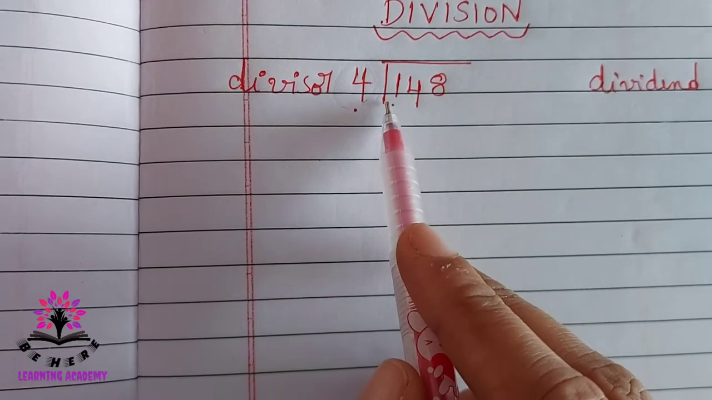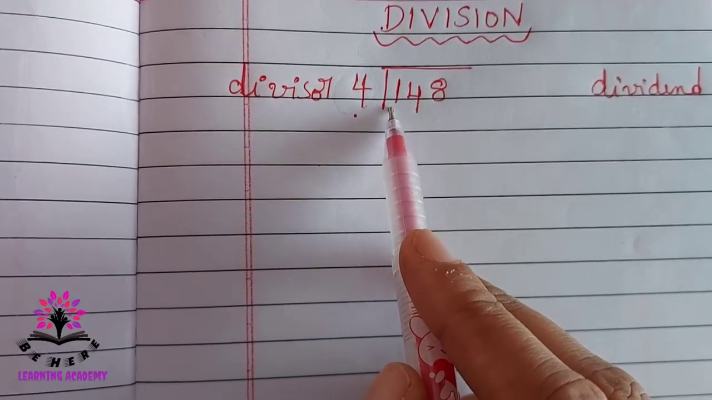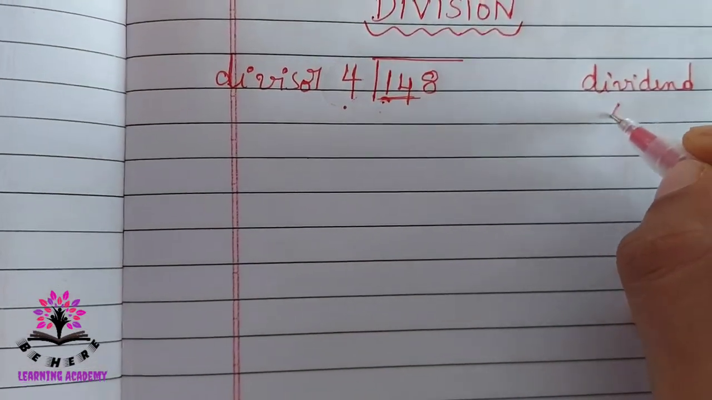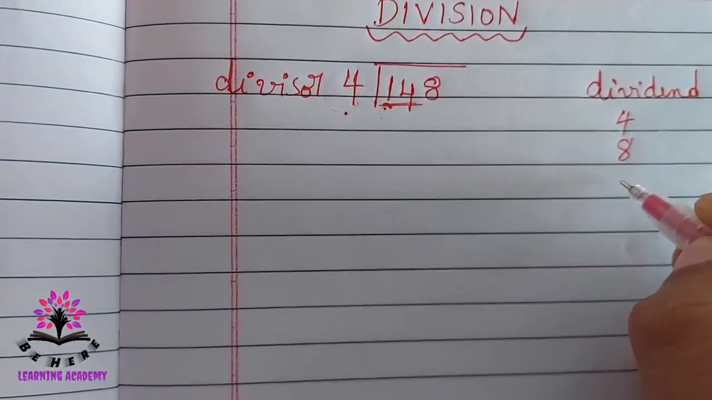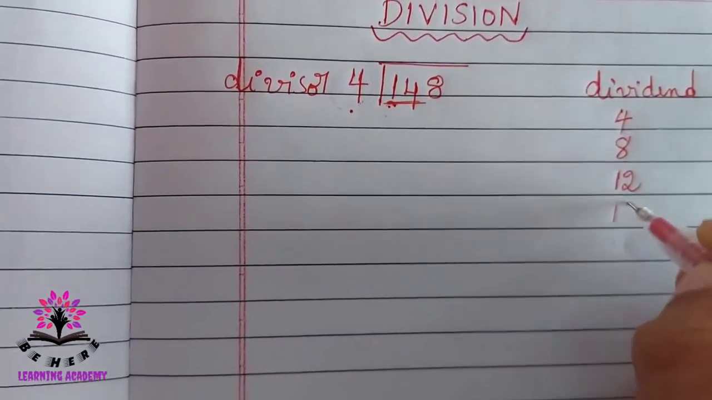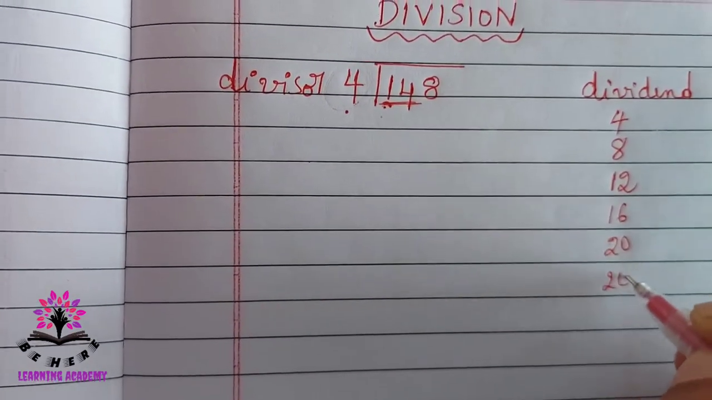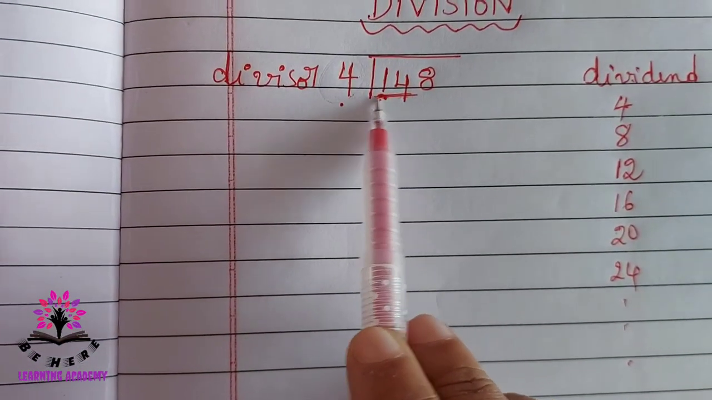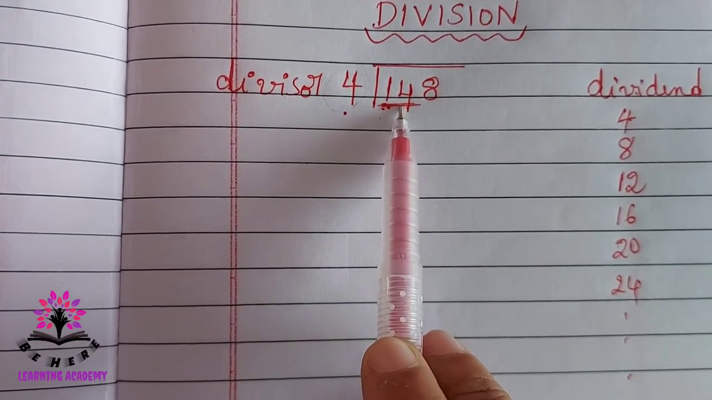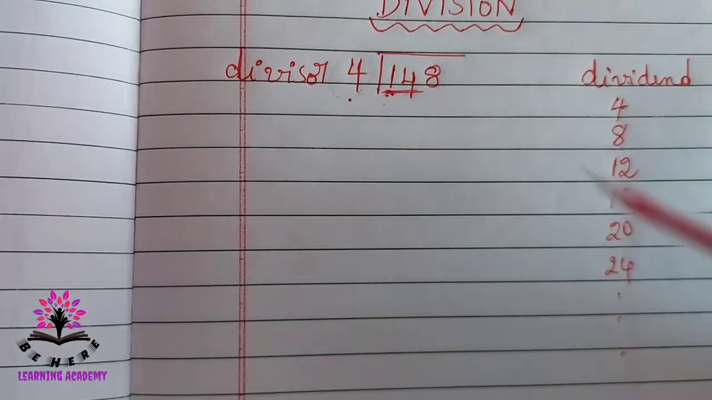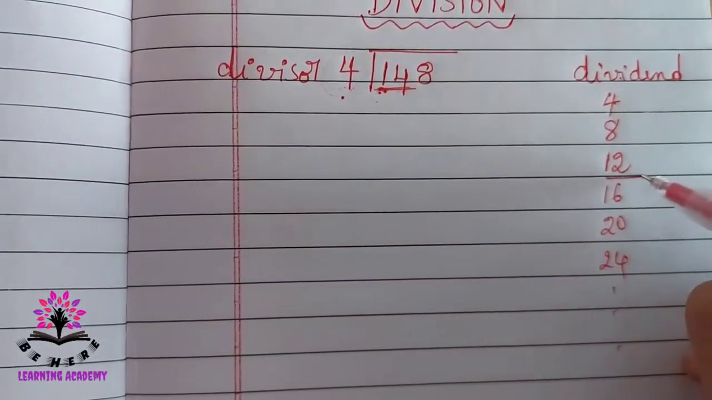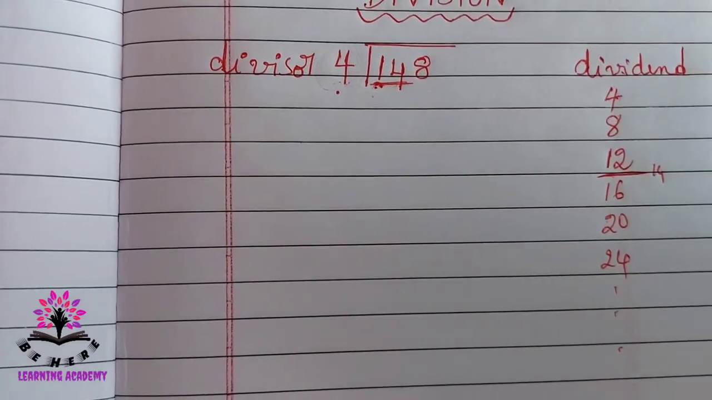Whether 4 is divisible by 1? No, it is not possible. So, you have to consider 14. If you consider the table of 4, 4 1s are 4, 4 2s are 8, 4 3s are 12, then 16, 20, 24 and so on, right? So 1 is smaller, so you have to consider 2 numbers here. When you compare, it is 14. Where does 14 come in the table of 4? It comes in between 12 and 16.